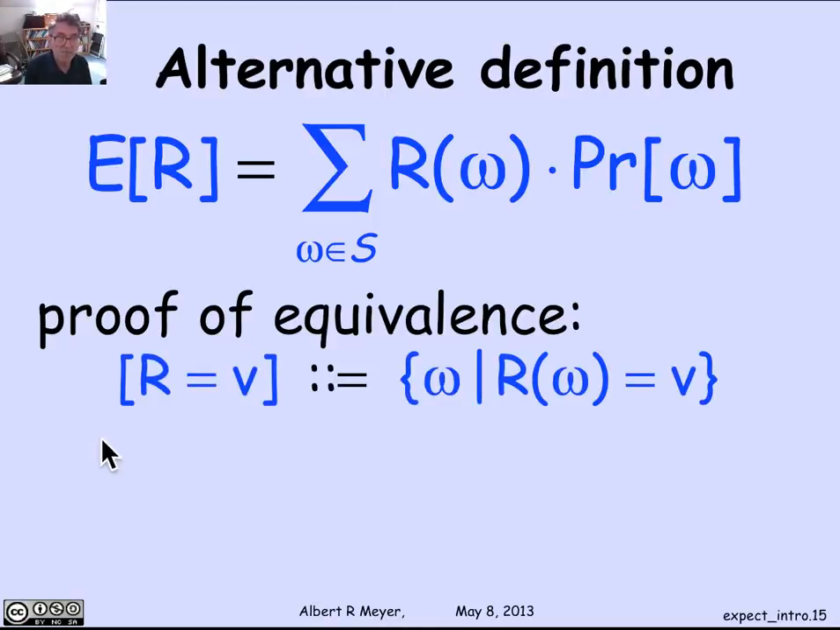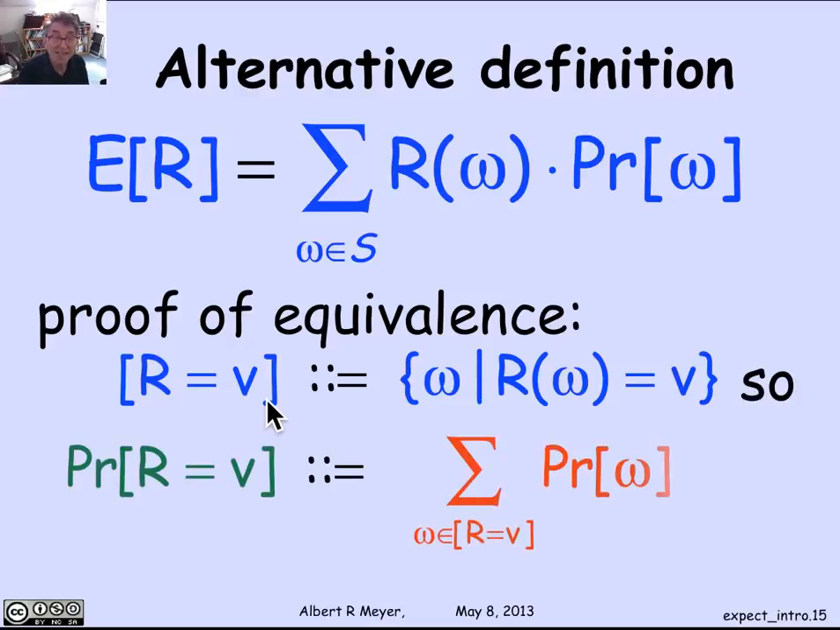Remember that this notation R equals V describes the event that the random variable takes the value V, which by definition is an event, the set of outcomes where this property holds. So it's the set of outcomes omega where R of omega is equal to V. So let's just remember that R equals V is the event that R is equal to V, meaning the set of outcomes where that's true. So what that tells us in particular is that the probability of R equals V is by definition the sum of the probabilities of the outcomes in the event. So it's the sum over all those outcomes.